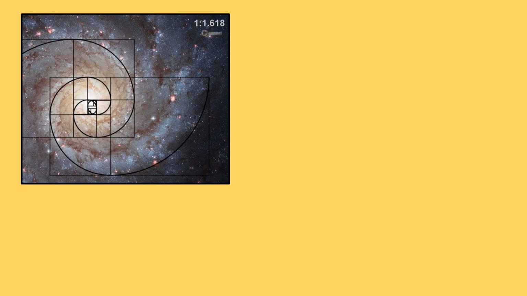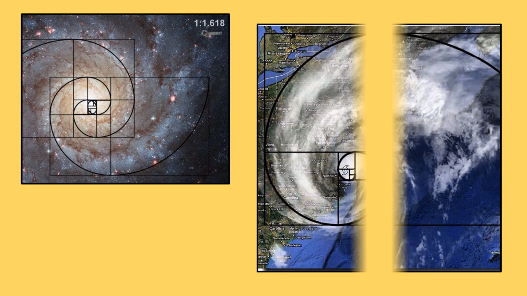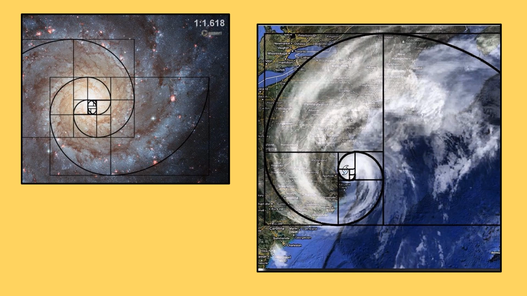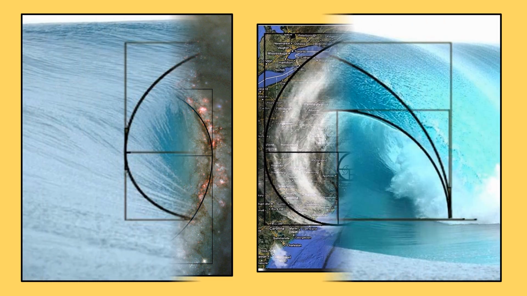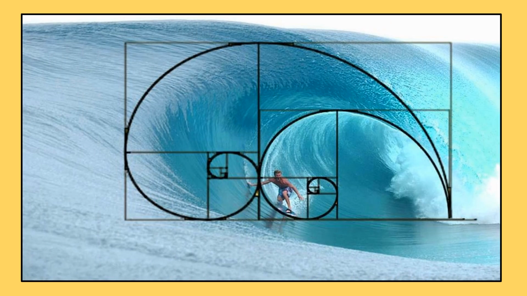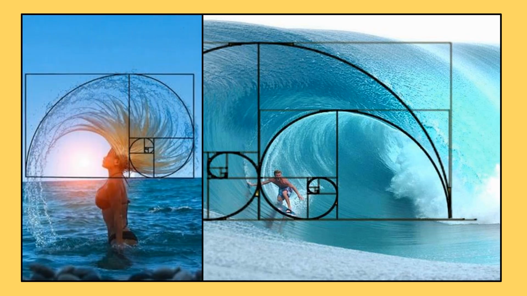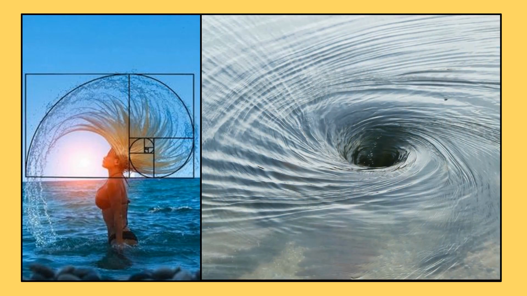So we see it up above us in the galaxies. Fibonacci sequence. We see it in storms. We see it in clouds. There's another one, another galaxy, Fibonacci sequence. We see it in the oceans. We see the way waves crash upon the shore. Even the way a girl can flick her hair, it's actually there. That's the laws of the physics of our world have the Fibonacci sequence in. It's even in whirlpools.